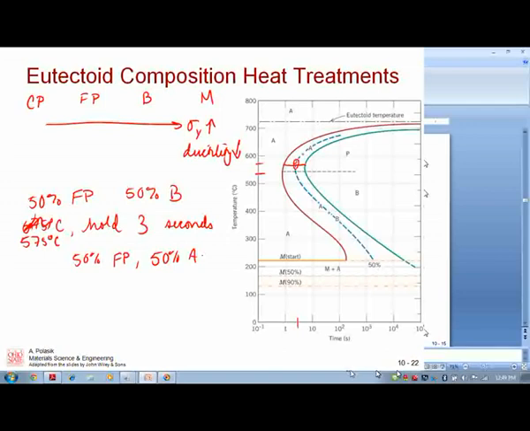what's going to happen? Is anything going to happen to the perlite if we drop the temperature? Exactly, no. Nothing's going to happen to that perlite. It's an equilibrium phase, equilibrium microconstituent. There's no driving force for it to change if we cool it down. We're locking in that half part of the microstructure. What is going to change?